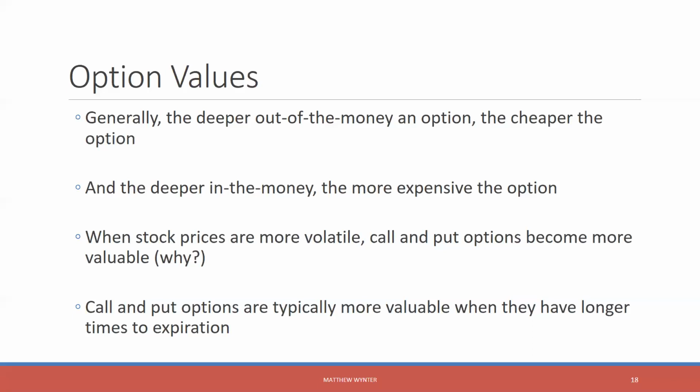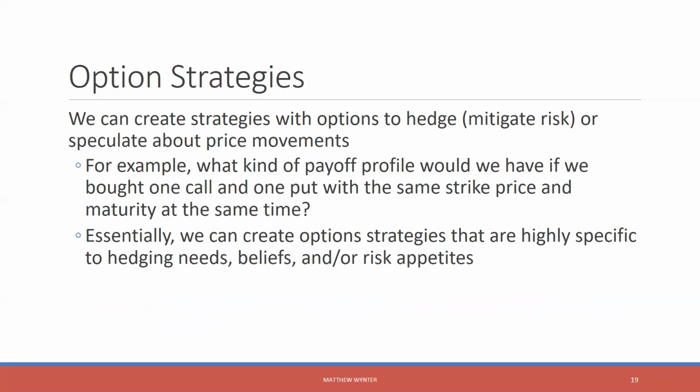If I've got 1 week for this option to be in the money, versus 1 year for this option to be in the money. If it's got a whole year, well, that's more time for it to actually finish in the money. So I'm going to pay a higher price for it. So the deeper out of the money, the deeper in the money, the more volatile, and the more time, those are all going to affect the price of the option.